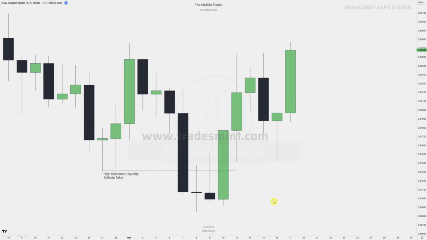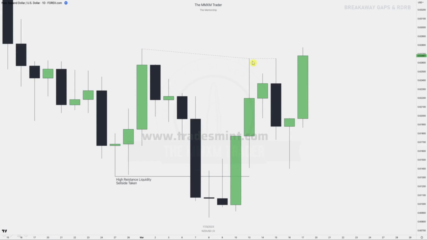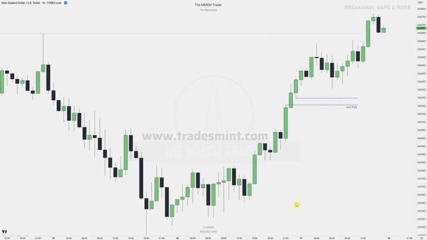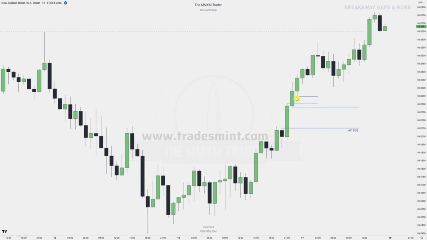Now, where do we spot this PD array? Failure swings up here. Where is that redelivered, rebalanced, right? Up, down, next candle, up, right? So we've got a balance price range down here, and we can outline that on a 1-hour chart too. Right, so we have this gap here. Why are we not trading inside this gap? Or even inside this 1-hour gap, right? This should be a nice area where we can retrace into.